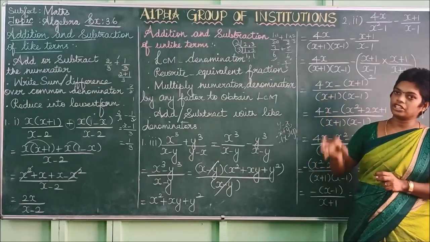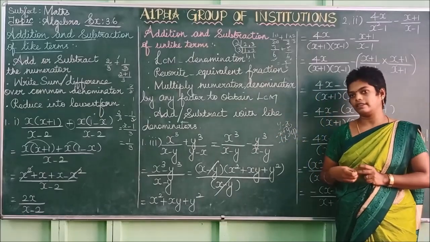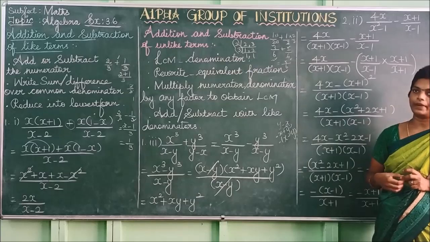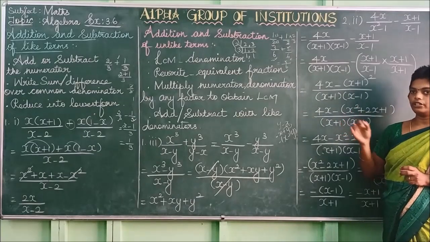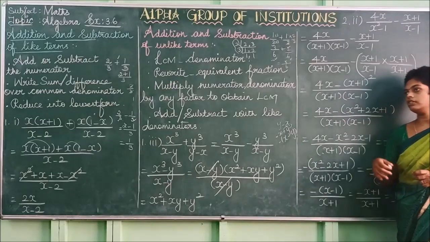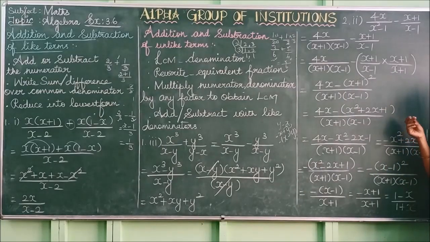Then what operation is given? If it is addition, you add the numerator values. If it is subtraction, you subtract the numerator values. Okay. Afterwards, how to reduce? It will be reduced. Then move on to the next problem.